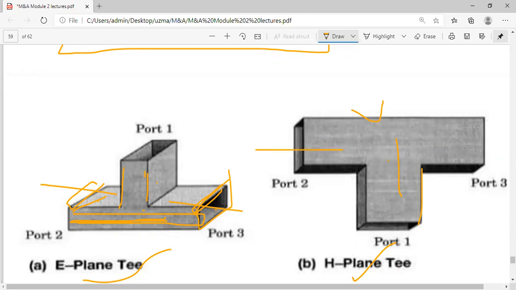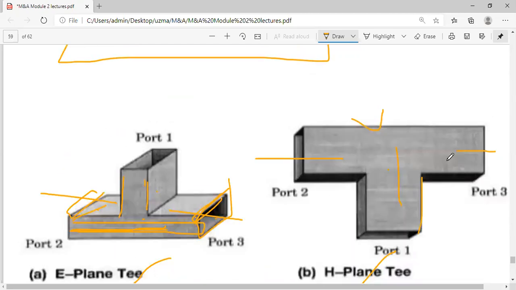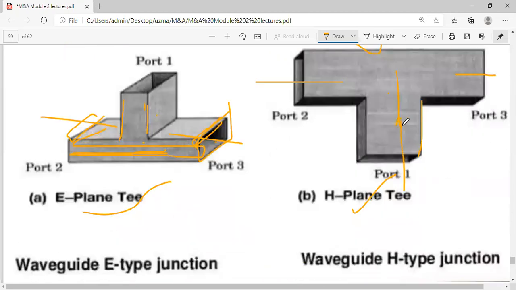Similarly, here also one waveguide, second waveguide, and the third waveguide. So three waveguides are interconnected in this fashion so that a waveguide T is formed. So why do we call it a waveguide T? Because the waveguides are interconnected in the form of the English alphabet capital T. So that's why it is called a waveguide T.